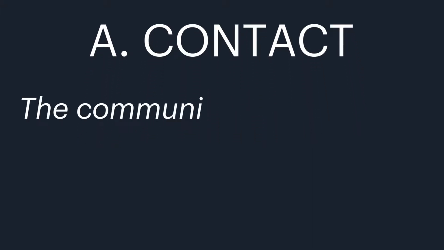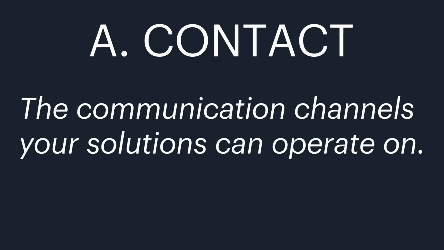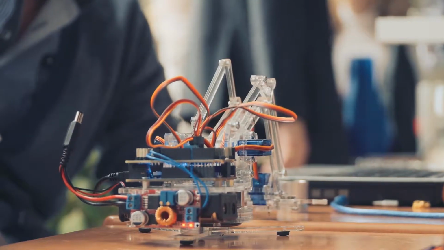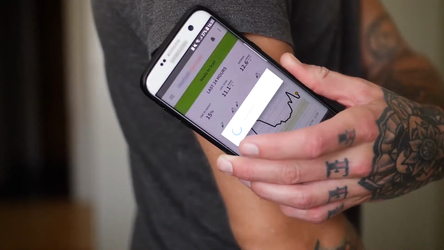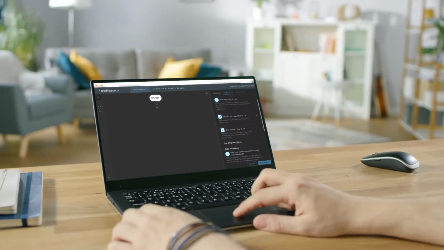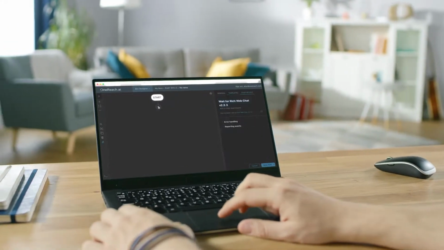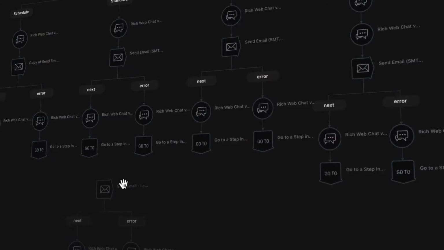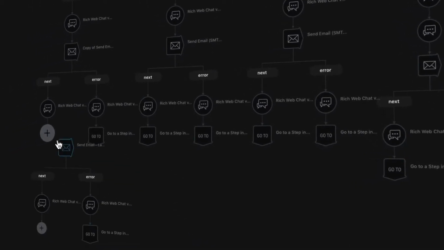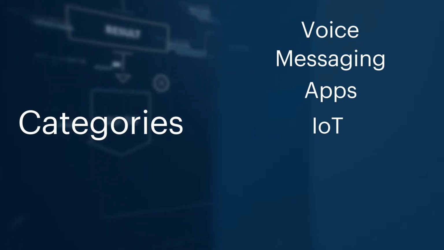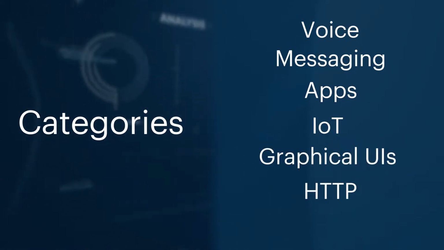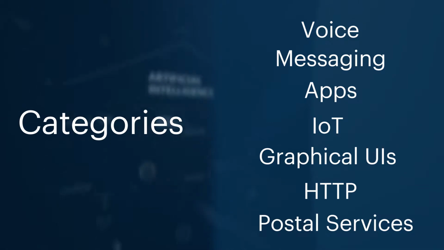Now, contact refers to the communication channels your solutions can operate on. Just like humans, your bot can communicate using voice or messaging. But your bot can also communicate with other machines, like IoT devices, and through APIs. The first step to creating conversational applications is to set up contact on your communication channels. In this series, we'll show you how to do that in several categories of channels: voice, messaging, apps, IoT, graphical UIs, HTTP services, and postal services.